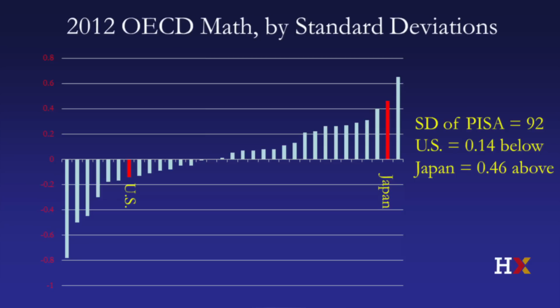And that tells us that a student who scored among the top third of students in the United States would be only average in Japan. Now that tells us something that we can't get just by looking at that number 55.